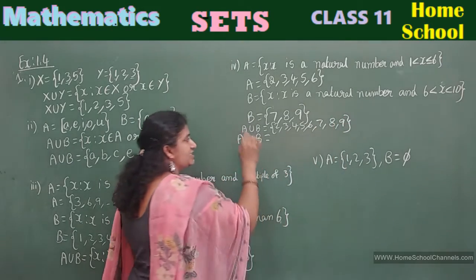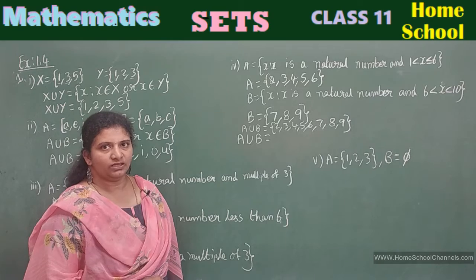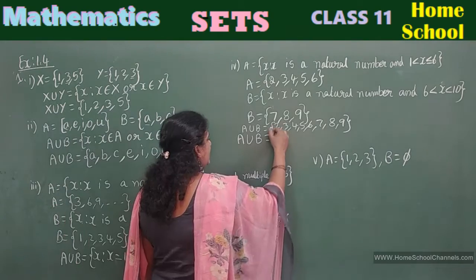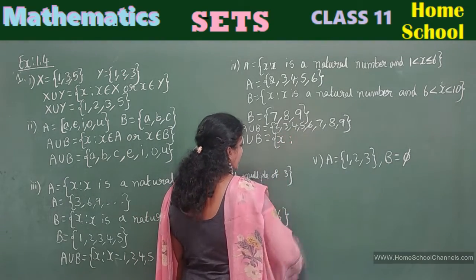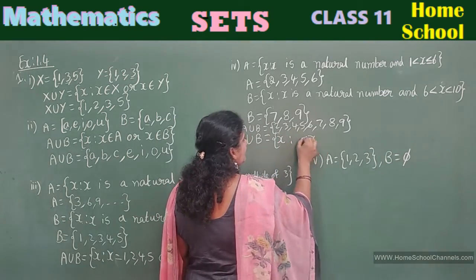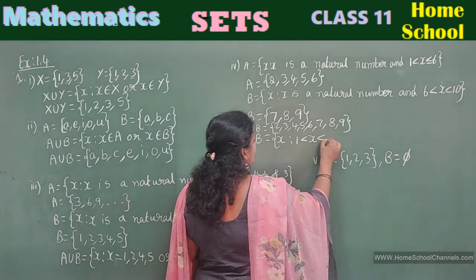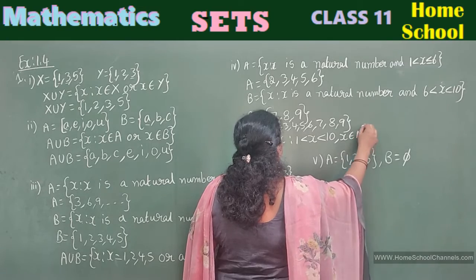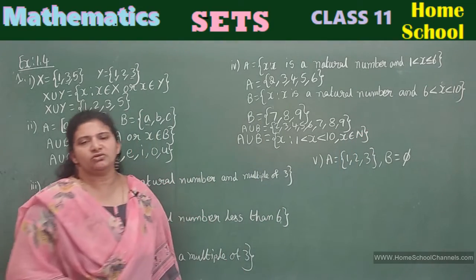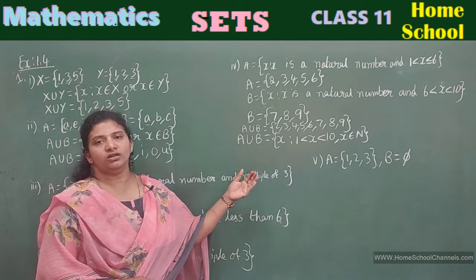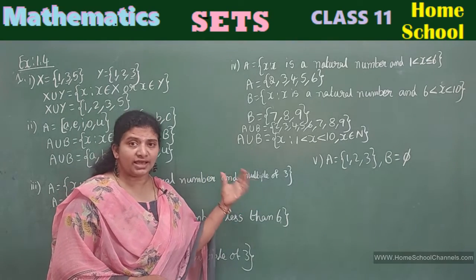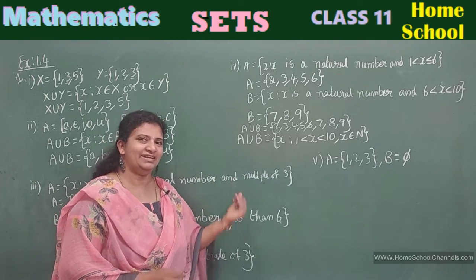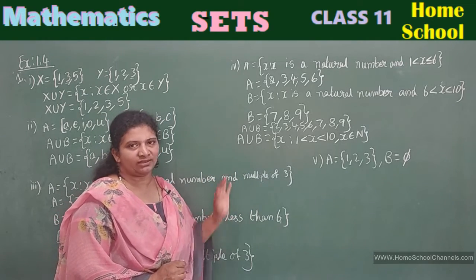But your question is asked in rule method. Okay, set builder, so accordingly we need to write the answer. Set of all x such that x is greater than 1 and less than 10, for all x belongs to natural numbers. By using a comma you can write all natural numbers. What are all the natural numbers? The numbers which are greater than 1 and less than 10. Okay, in this way you need to write the answer.